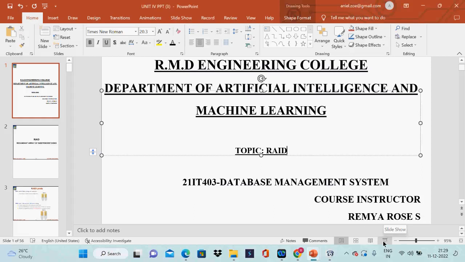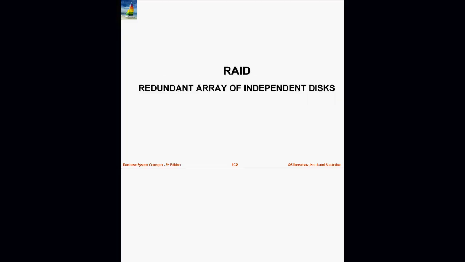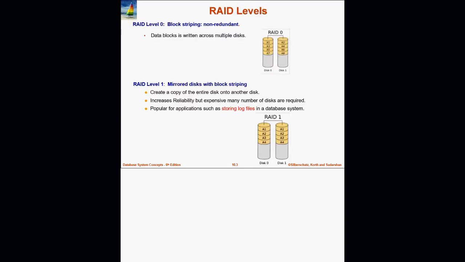Good day to all. This session we'll see about RAID. RAID stands for Redundant Array of Independent Disks. In this topic we are going to see how the data items in the disk are organized, how the disks could be managed. We have different levels of RAID, starting from 0 to 6.